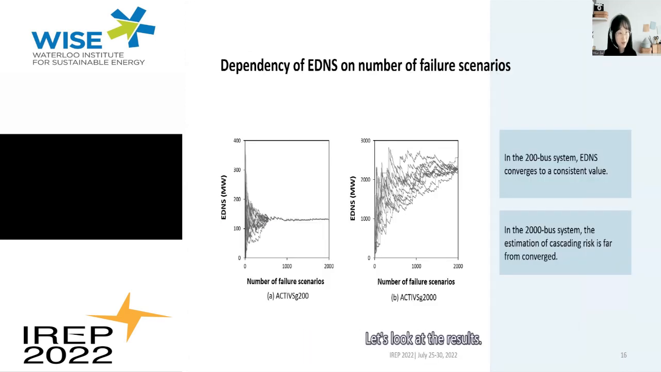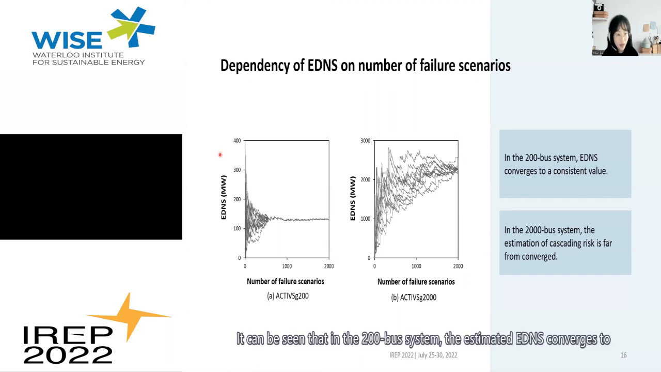Let's look at the results. It's often not computationally feasible to perform a complete N-2 contingency analysis in large-scale power systems. So we simulated 2000 N-2 contingencies, which are randomly ordered and plotted in different curves here. It can be seen that in the 200 bus system, the estimated EDNS converges to a constant value when the number of failure scenarios exceeds 1000.